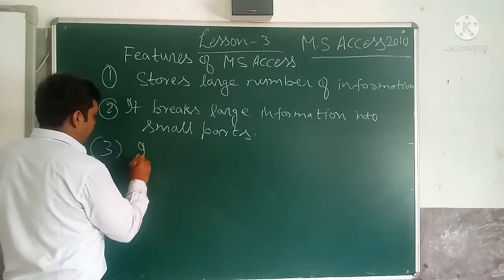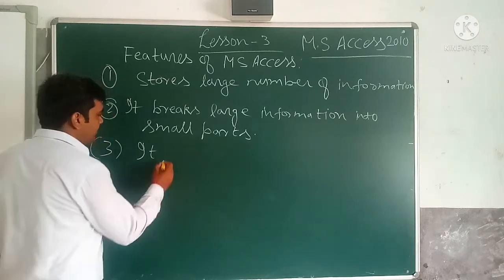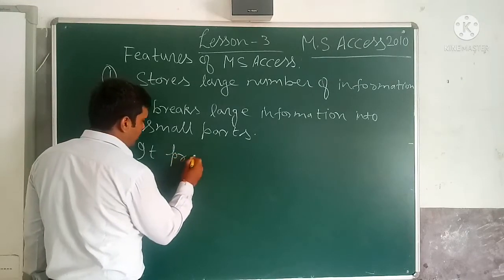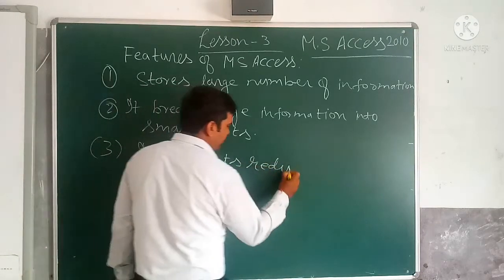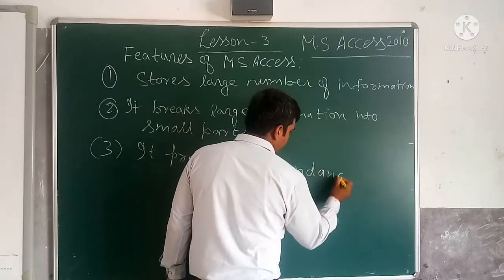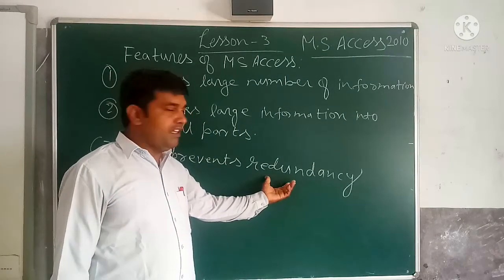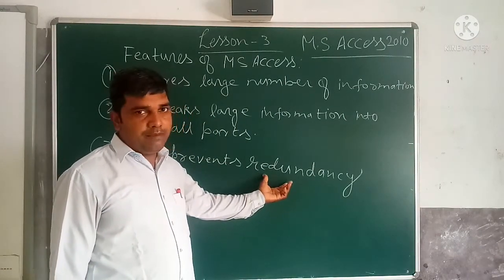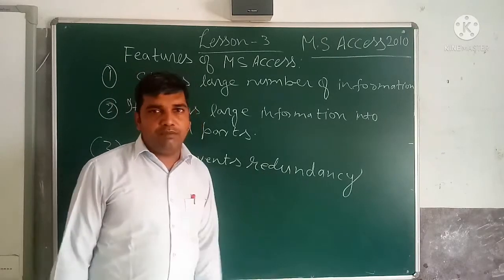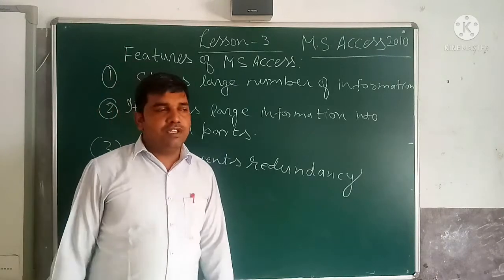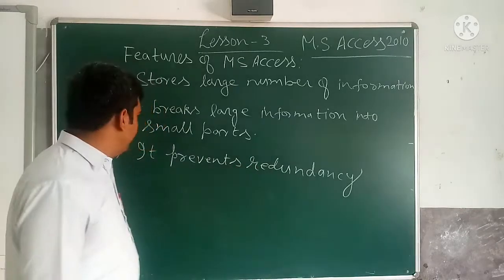Third, it prevents redundancy. Redundancy means duplicate data. The same data, the same record appearing in a table more than one time is called redundant data. So it prevents redundancy. Information of the student having roll number 1 cannot be saved more than one time.